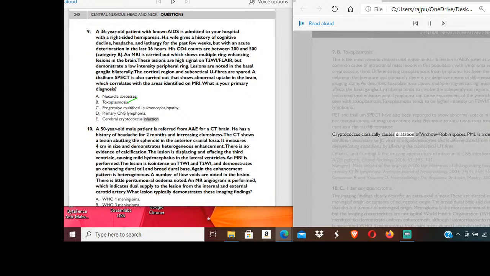Cryptococcus classically causes dilatation of Virchow-Robin spaces. PML is a demyelinating condition secondary to JC virus infection of oligodendrocytes, and is differentiated from other HIV-related demyelinating conditions by affecting the subcortical U-fibers.